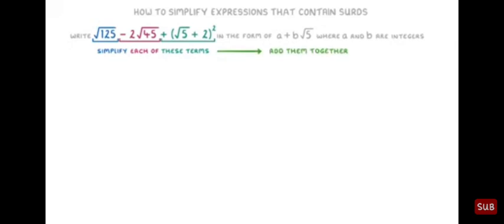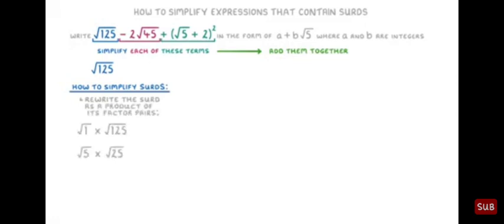To do this, we're first of all going to have to simplify each of these terms, and then we'll need to add them all together. Let's start with the square root of 125. If you're not sure how to simplify surds, it's probably best to watch our previous video first, which details exactly how to do it. To quickly recap though, the idea is to rewrite the surd that you're trying to simplify as a product of its factor pairs, and pick the one that contains the biggest square number.